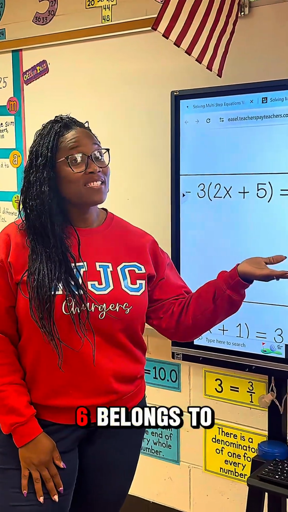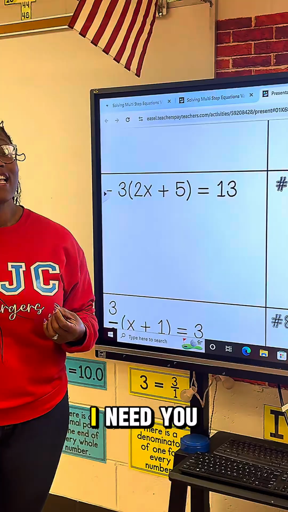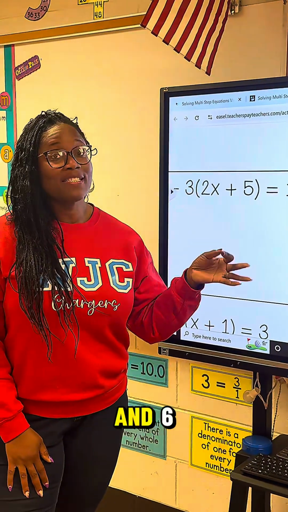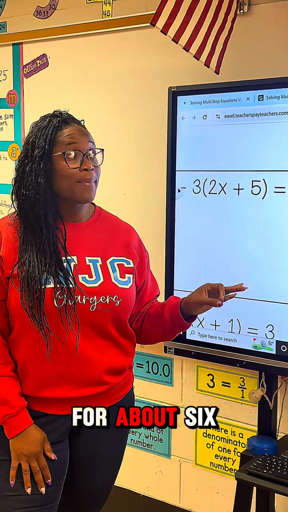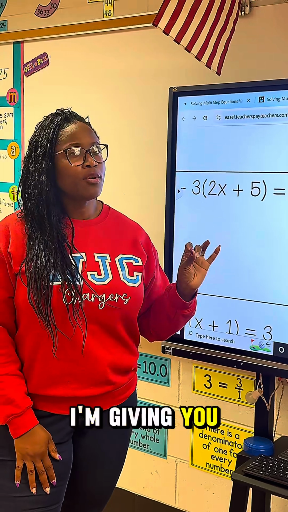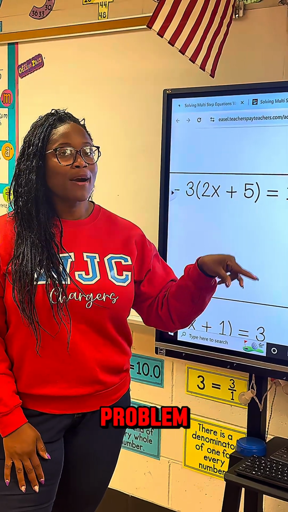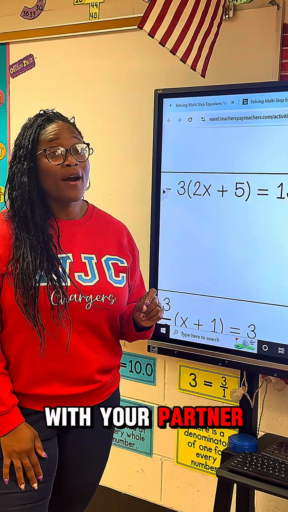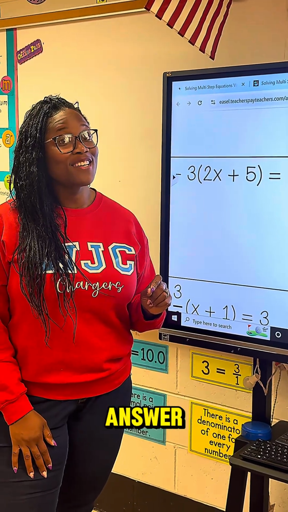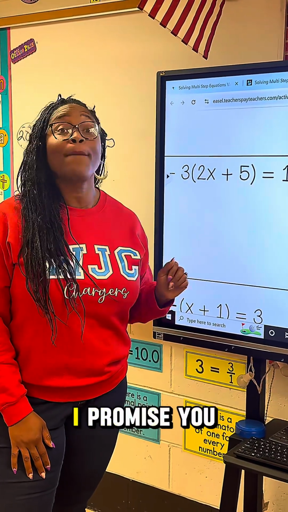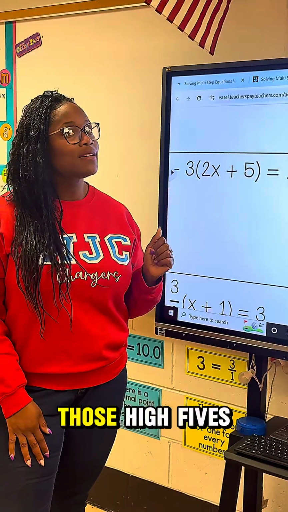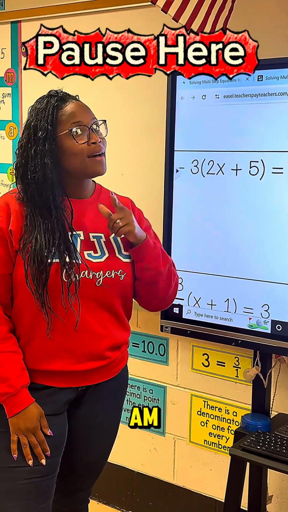All right, 5 and 6 belongs to you. I need you to do 5 and 6. Miss Dory is gonna pause this for about 6 minutes. I'm giving you about 3 minutes to work each problem. Check your work with your partner. If you all got the same answer, give each other a high five. I promise you, I'm gonna be able to hear those high fives from wherever I am. I'm gonna hear that.